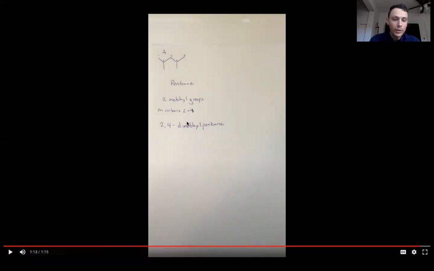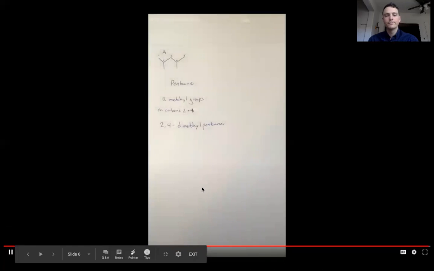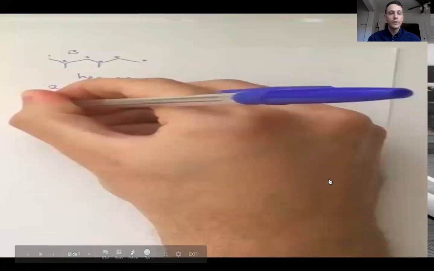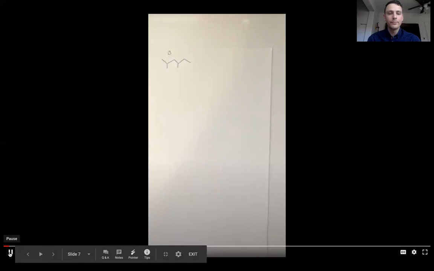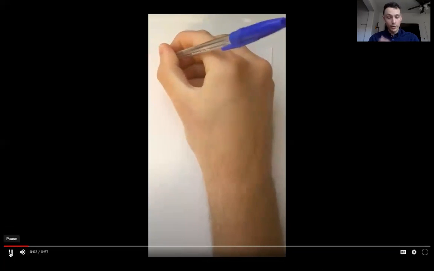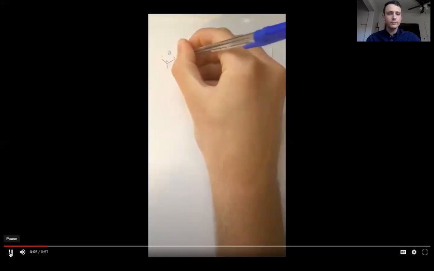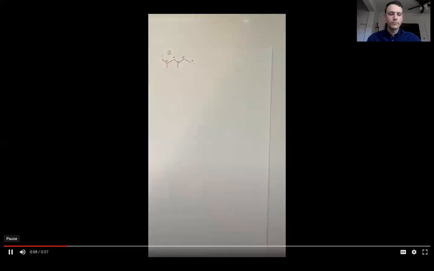And so when you look at this name, and we'll do some of these reverse examples in a moment, pentane means my longest chain is 5. Dimethyl means I have 2 methyl groups coming off of it. And it is on carbons number 2 and number 4 that these methyl groups are coming off. All right, so that's A. Here we have example B, which is similar, but with 1 more carbon there.